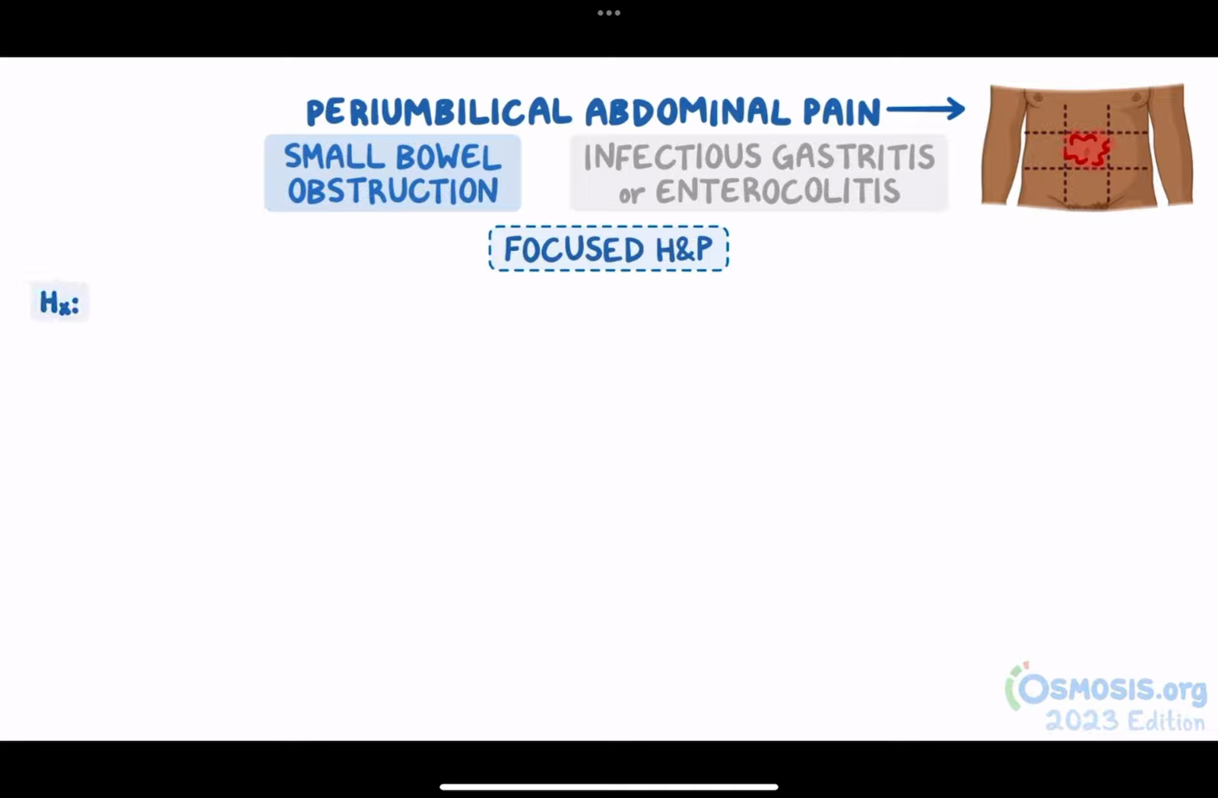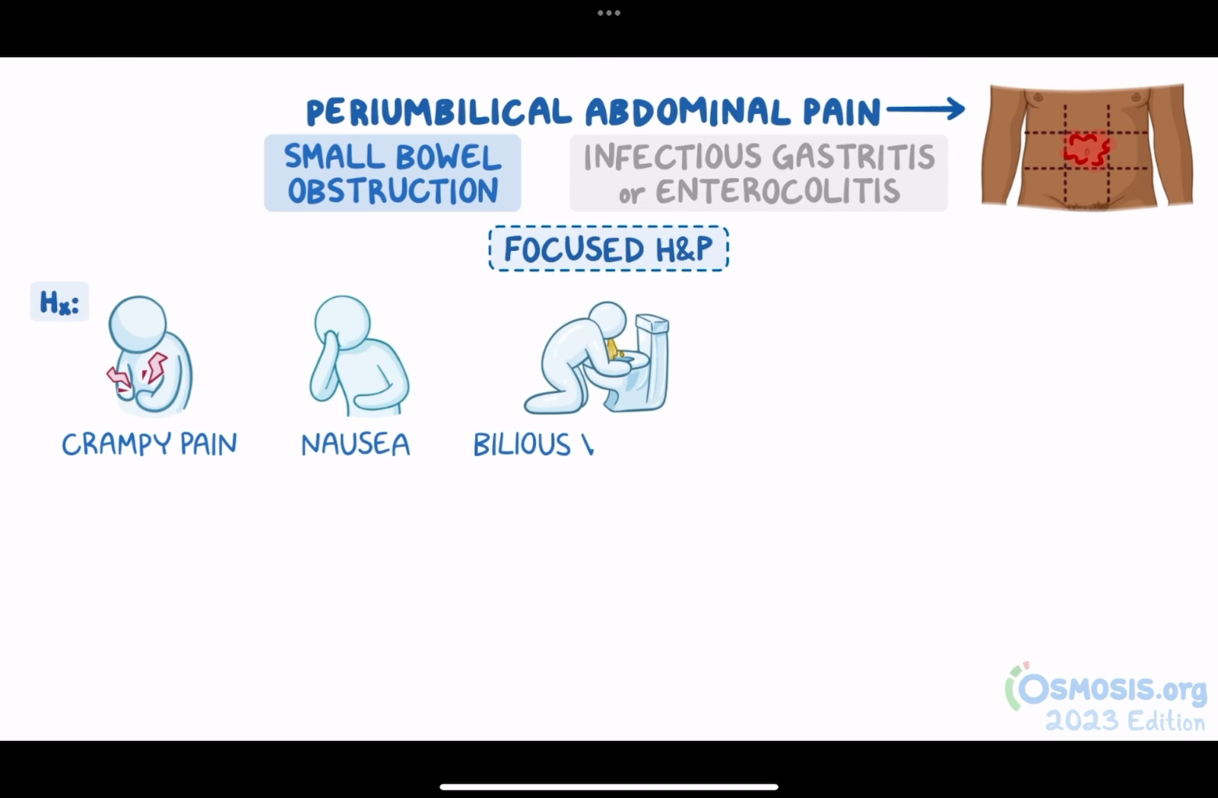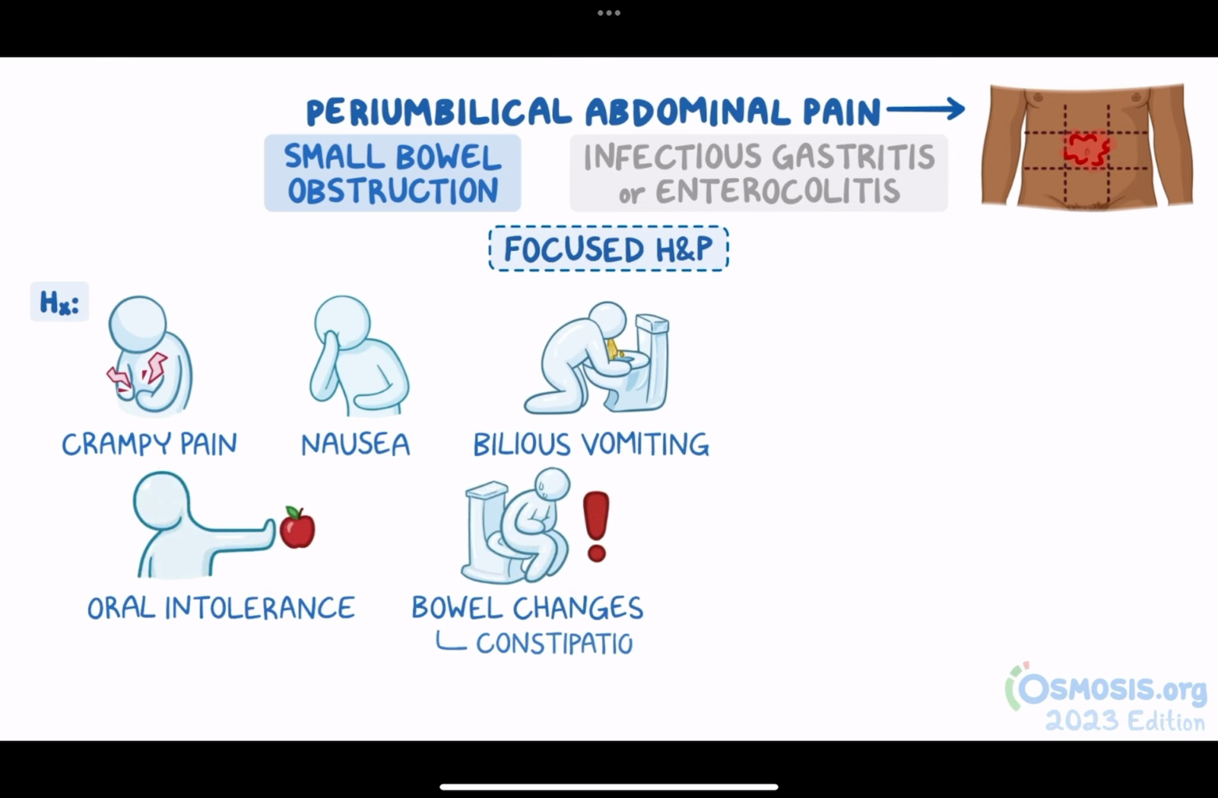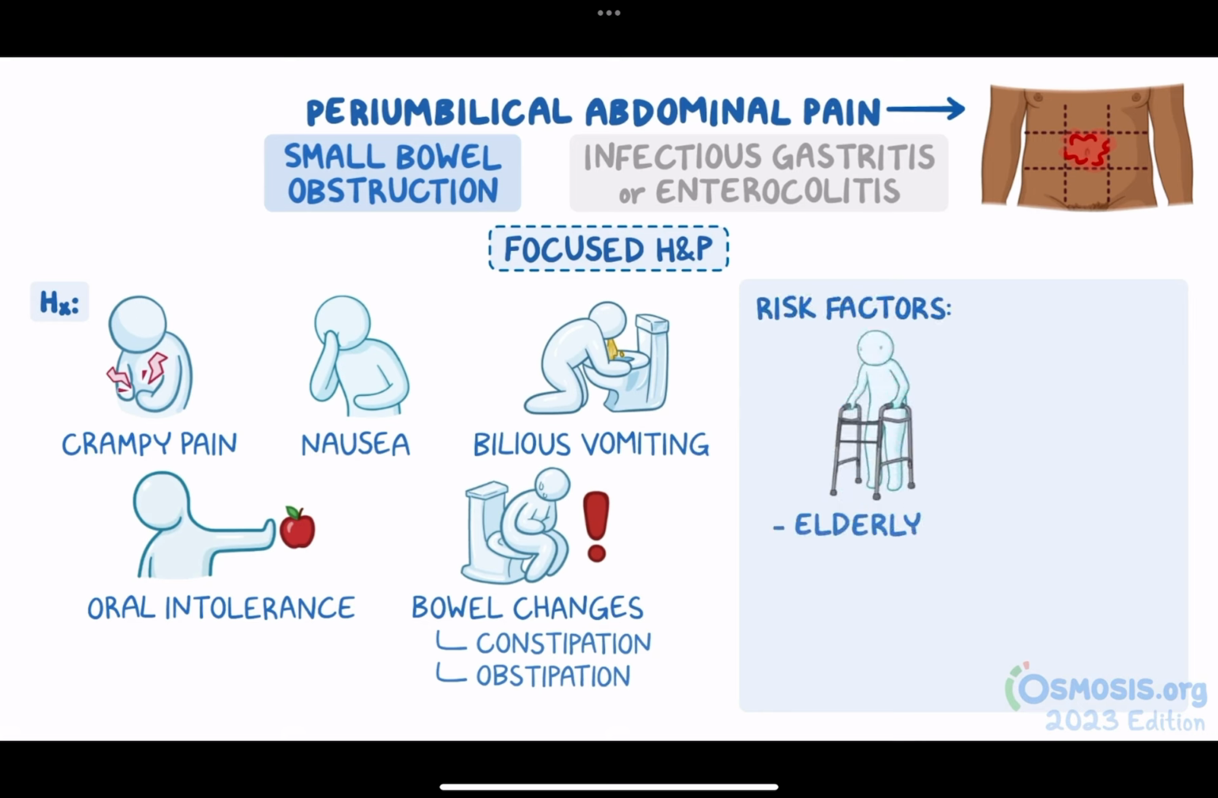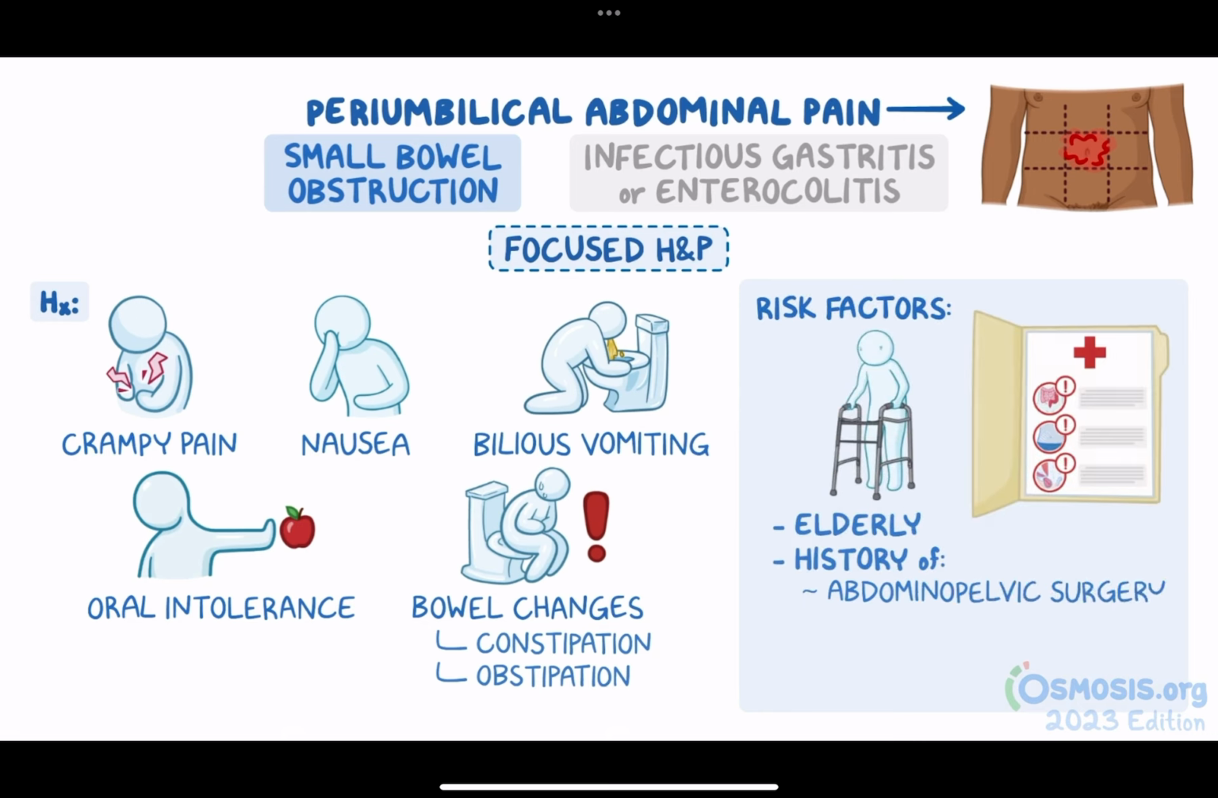These patients typically report crampy pain that is often associated with nausea, bilious vomiting, oral intolerance, and bowel changes like constipation and the more severe obstipation, where the person can't pass gas or stool at all. Additionally, you might find some risk factors like elderly patients, patients with a history of abdominal pelvic surgery, inflammatory bowel disease, or a hernia.